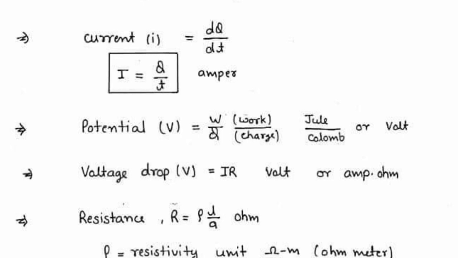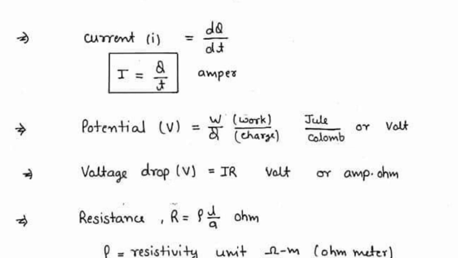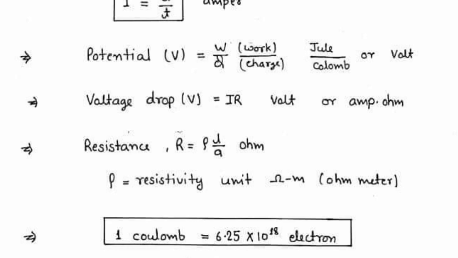Resistance. What is resistance? Resistance is the property of a substance which opposes the flow of current through it. R equal to rho L by A ohm. That is the formula, where rho is called resistivity. The unit of resistivity is ohm meter. It is very important. What is the unit of resistivity? Ohm meter.